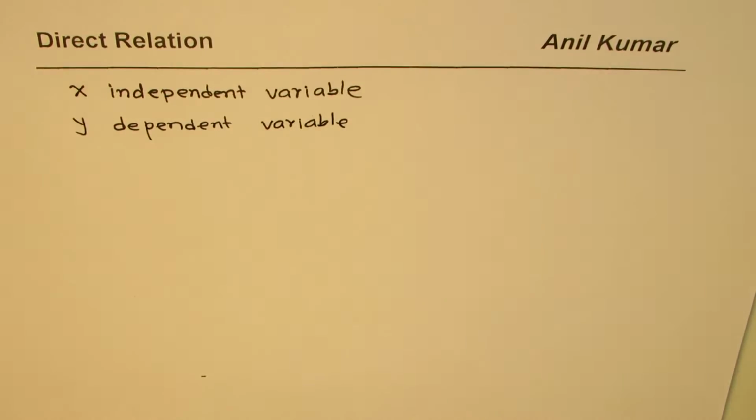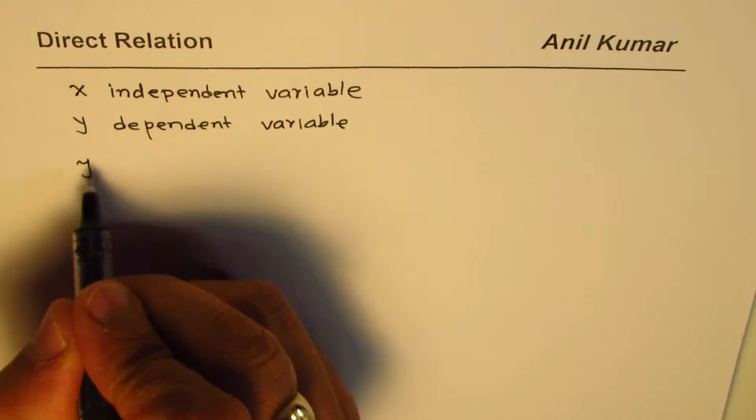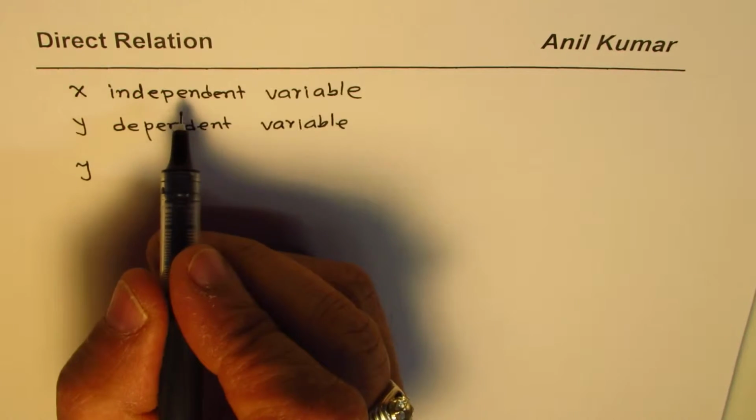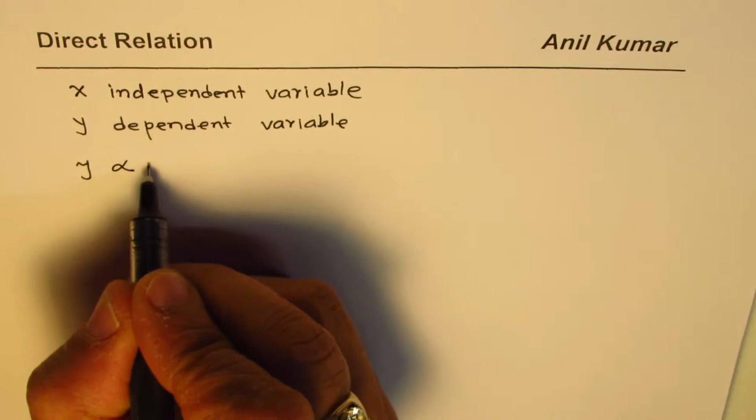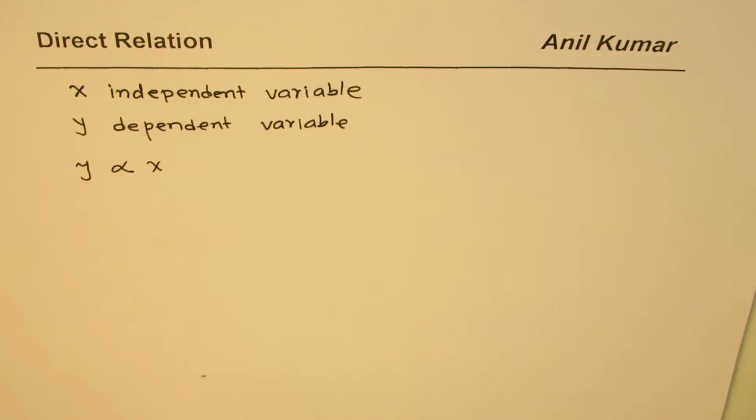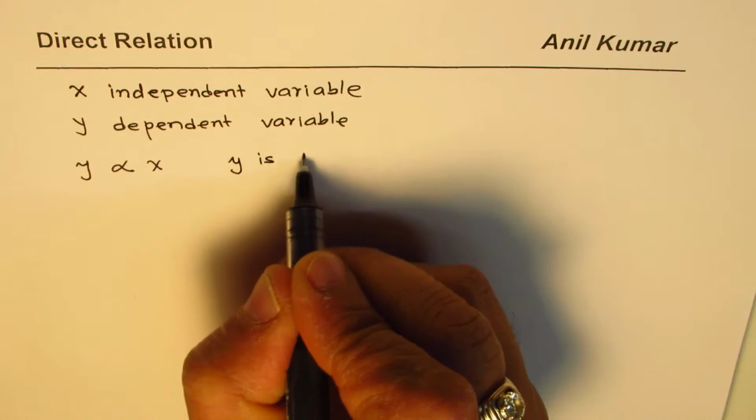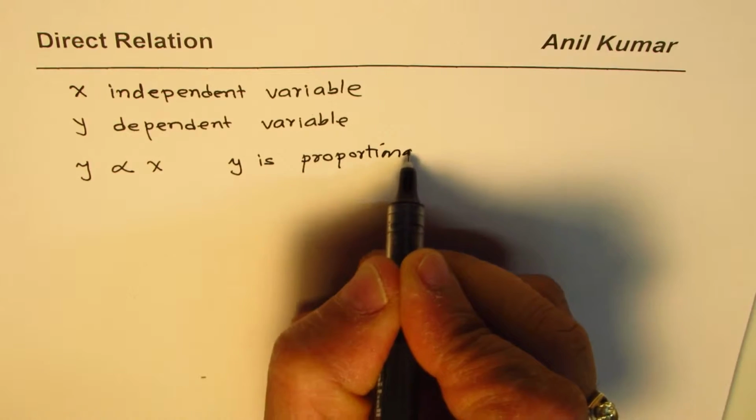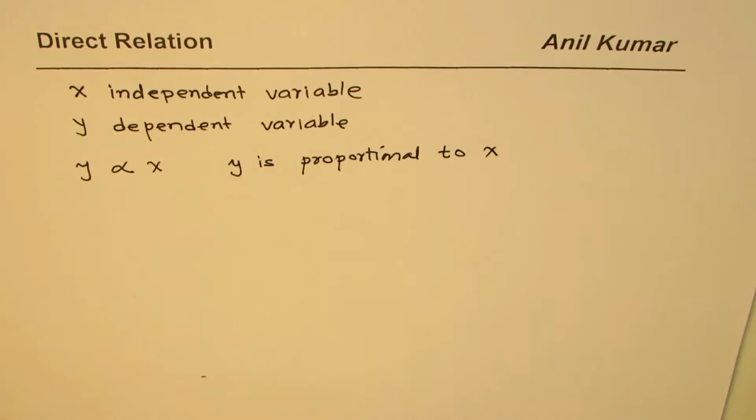Then these two variables have direct relation if the value of y, that means the dependent variable, changes as x changes in the same direction. So we say y is proportional to x. So we write the symbol, and this symbol here really means that y is proportional to x, right? Y is proportional to x.